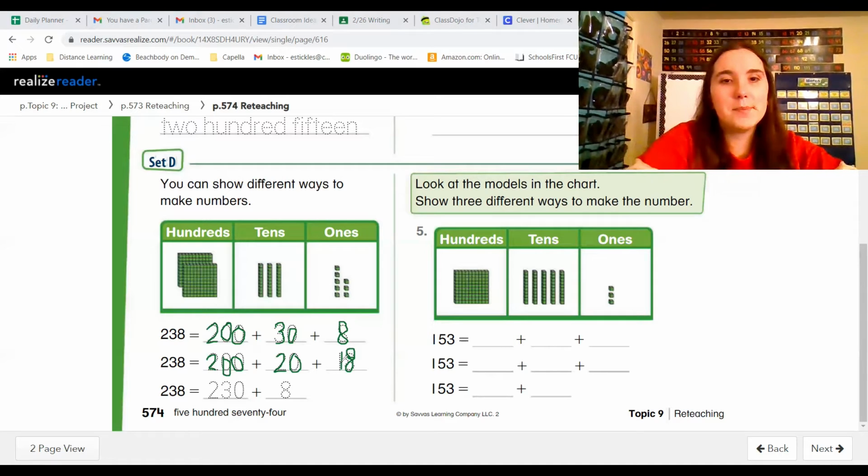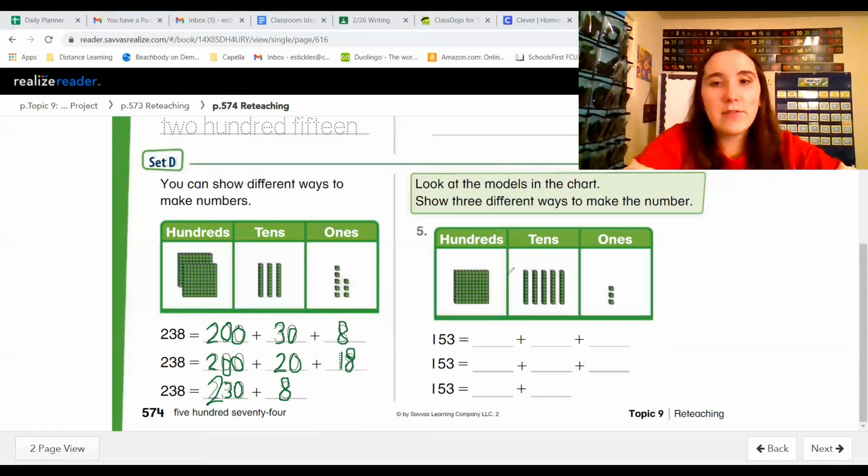Let's think of one more way. If we can get rid of tens, we could put all of the tens with our 200. So instead of having 200 plus 30, we could say 230 plus our little 8 ones would equal 238. Easy peasy. You just have to think outside the box a little bit.